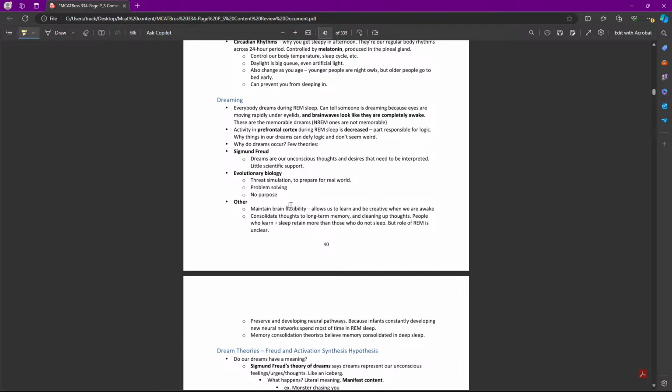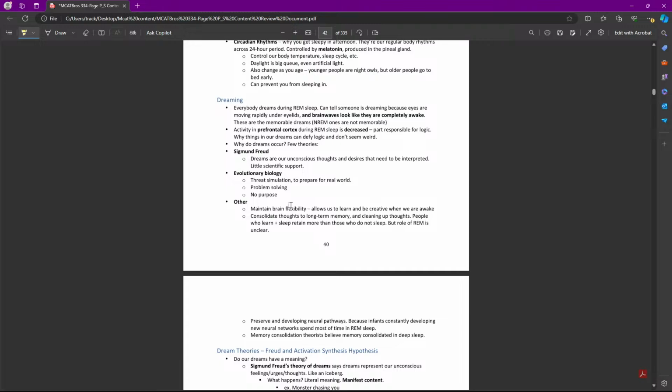Why do dreams occur? There are a few theories. Sigmund Freud says dreams are our unconscious thoughts and desires that need to be interpreted, but there's little scientific support, just like Freud and every theory he proposes. Evolutionary biology says it's a threat simulation to prepare for the real world, problem solving, or a neural purpose. Another is that it maintains brain flexibility, allowing us to learn and be creative.